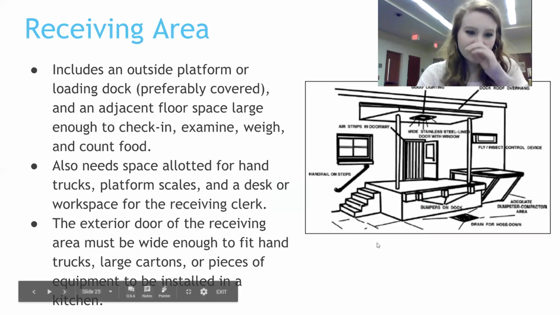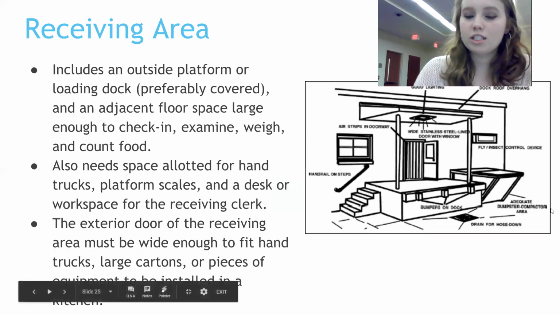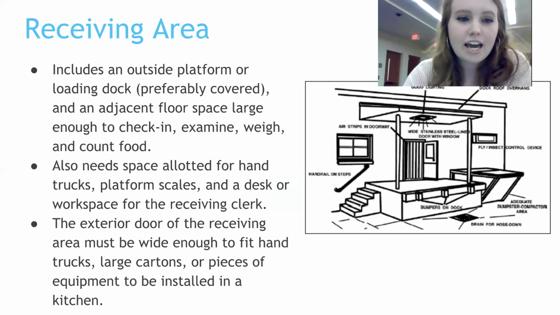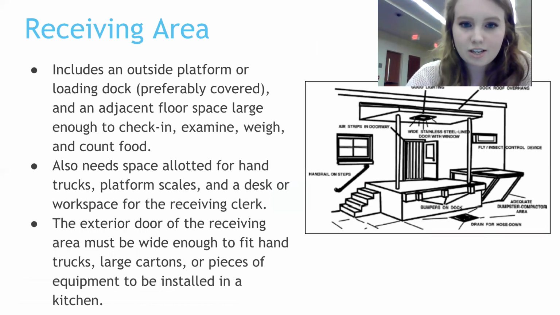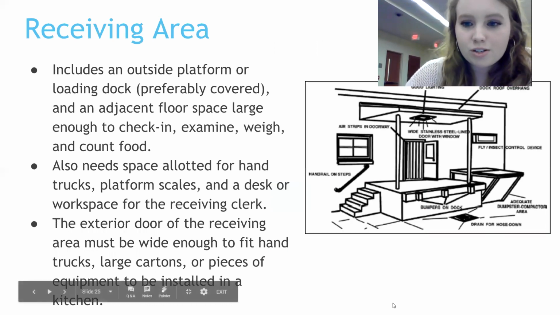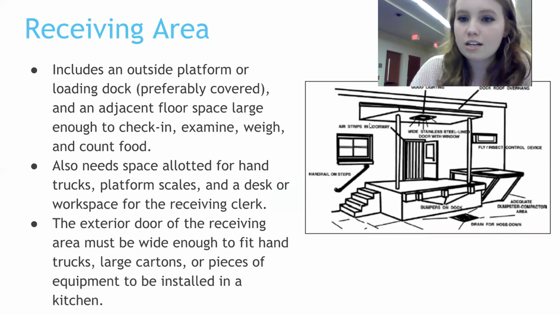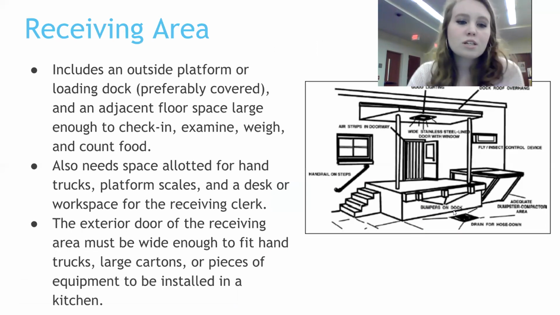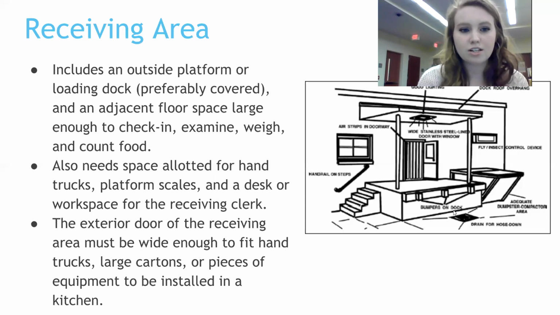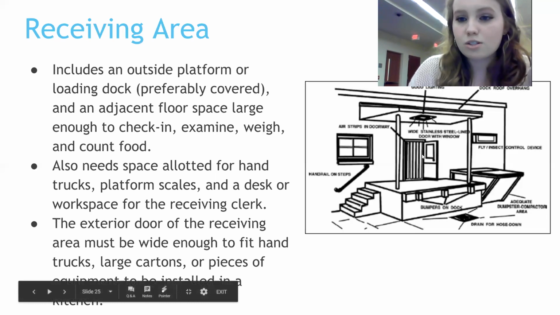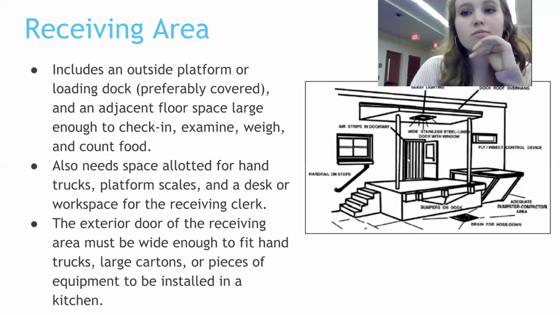So the receiving area is the area which you receive all of your deliveries from. It includes an outside platform or loading dock, which is preferably covered, and an adjacent floor space large enough to check in, examine, weigh, and count food. You can see over here on the picture that the dock has a really wide deck and a covered roof. It also needs space allotted for hand trucks, platform scales, and a desk or workspace for the receiving clerk. The exterior door of the receiving area must be wide enough to fit hand trucks, large cartons, or pieces of equipment to be installed in a kitchen. And you can see on the picture it says wide stainless steel door, so that's what that's for.